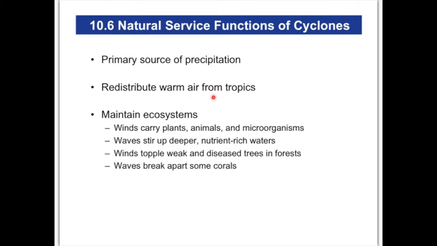Redistributing warm air from the tropics. All right. Well, since air circulates around, that's one of the things that drives hurricanes. But it's good that air circulates around, because otherwise it would stay all in one place. And we want that energy to be distributed all around the world, not just stay right in the tropics near the equator. There's also some good things they do for ecosystems as well.